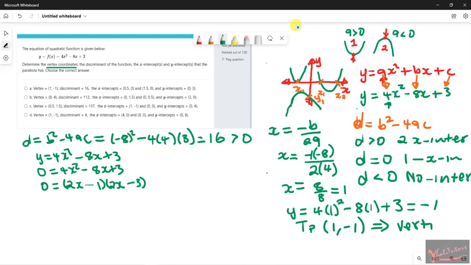I hope all of you are able to factorize. But if you're not sure how to factorize, you can send us a text and then we'll explain to you. So I need to check if this will really give me this. 2x multiplied by 2x will give me 4x squared. 2x multiplied by minus 3 will give me minus 6x.